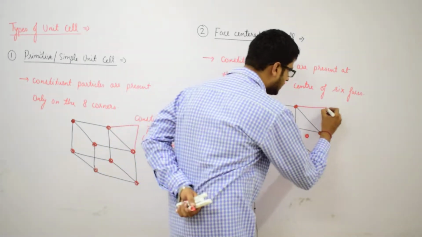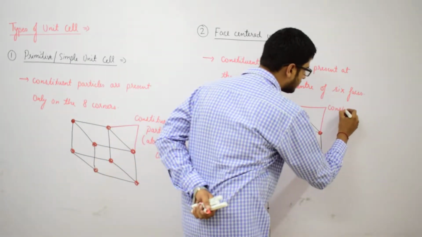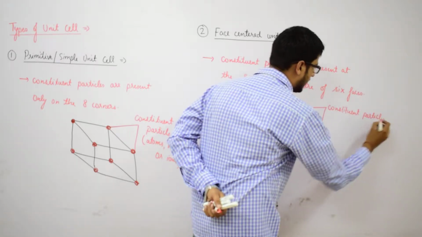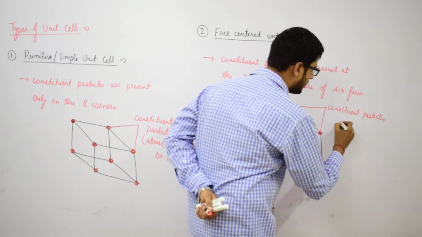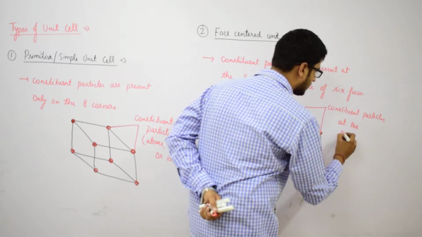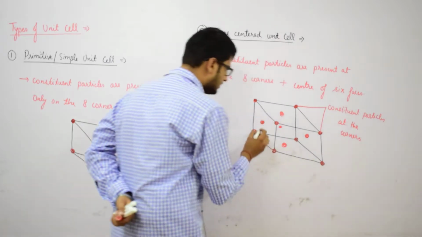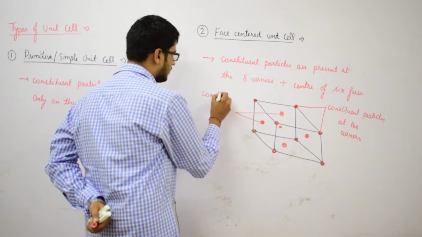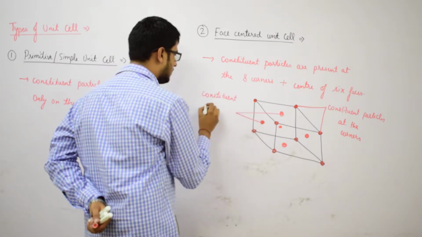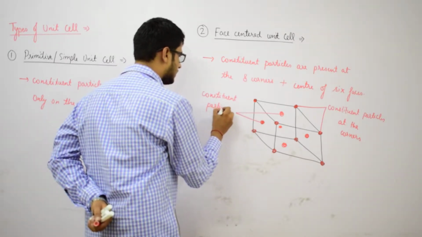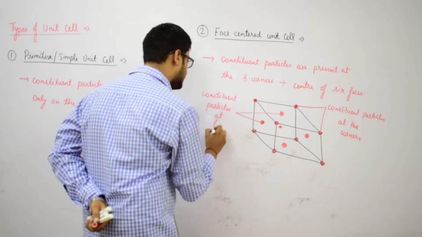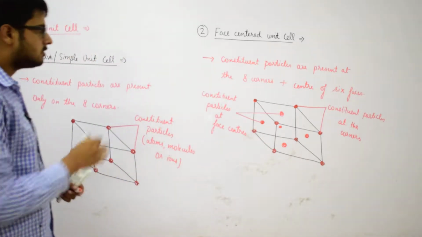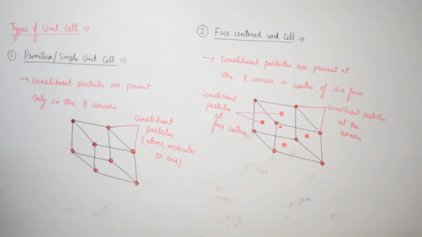So, these are the constituent particles at the corners and these are the constituent particles at the face centers. So, this is a case of face centered unit cell.